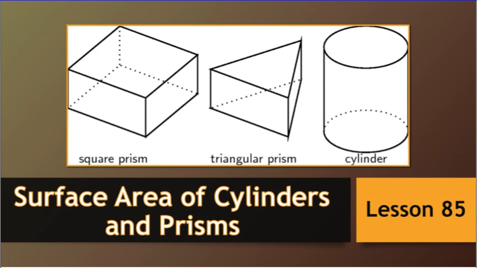Lesson 85, surface area of cylinders and prisms. In the picture here, you see a couple 3D figures. We got a square prism, the base is a square. We got a triangular prism, the base is a triangle. And we have a cylinder where the base is a circle.